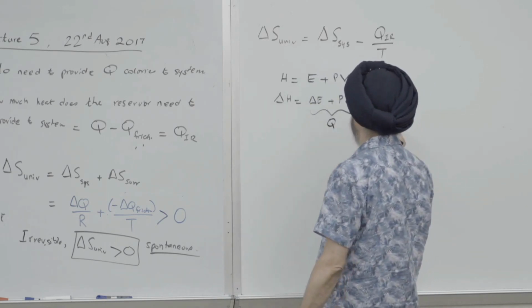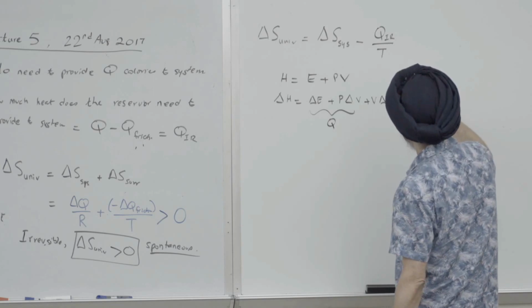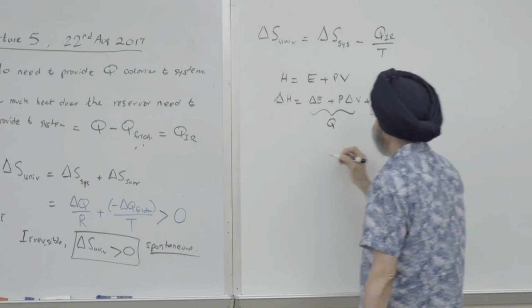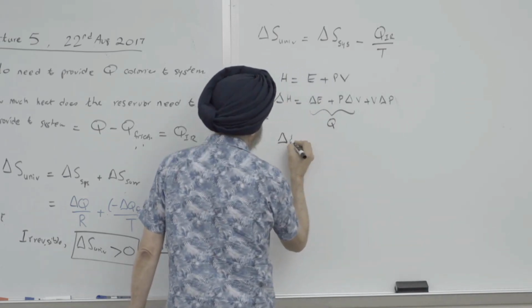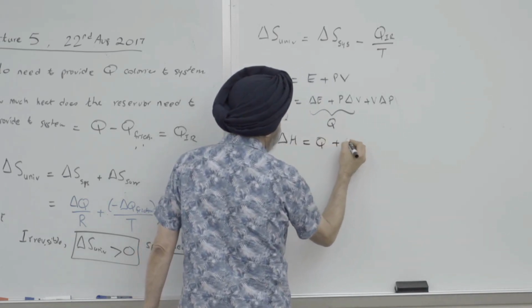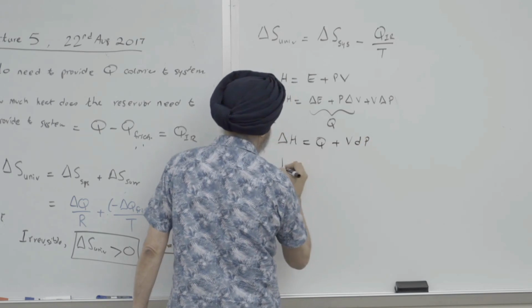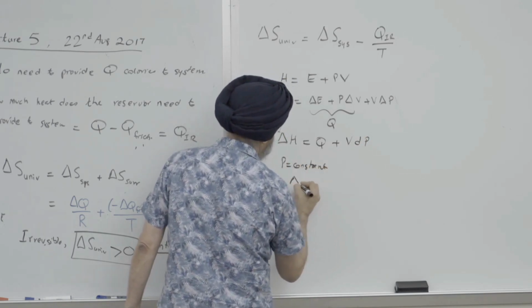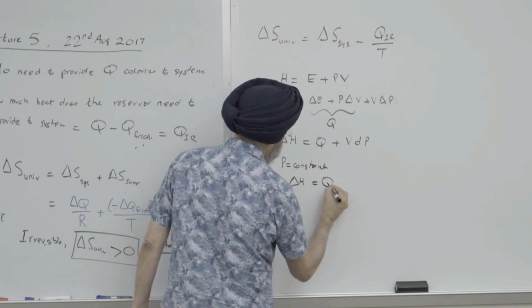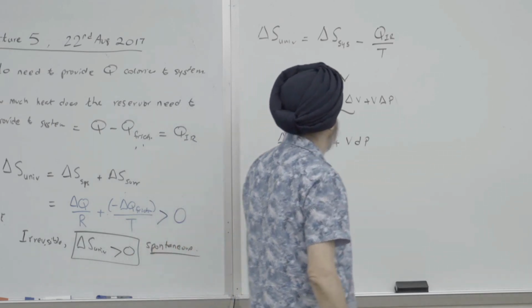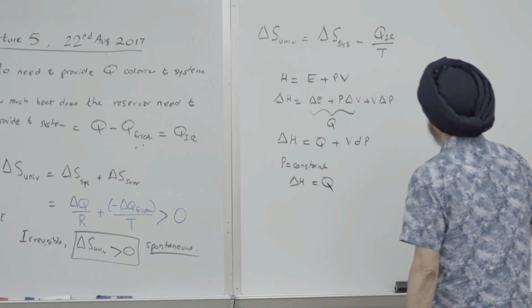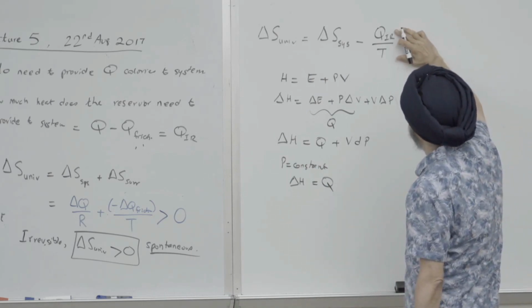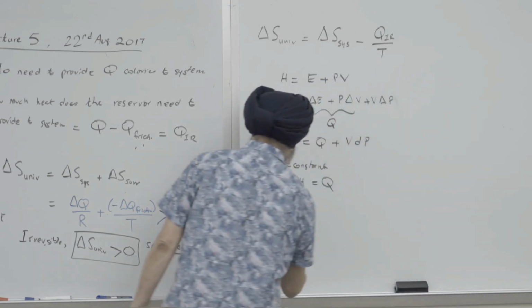And if we keep pressure constant, okay, so let me rewrite this. Delta H is equal to Q plus V dP. Now, if P is constant, then delta H is equal to Q, right? So what I'm trying to do over here is replace this with delta H. So let me rewrite that top equation.